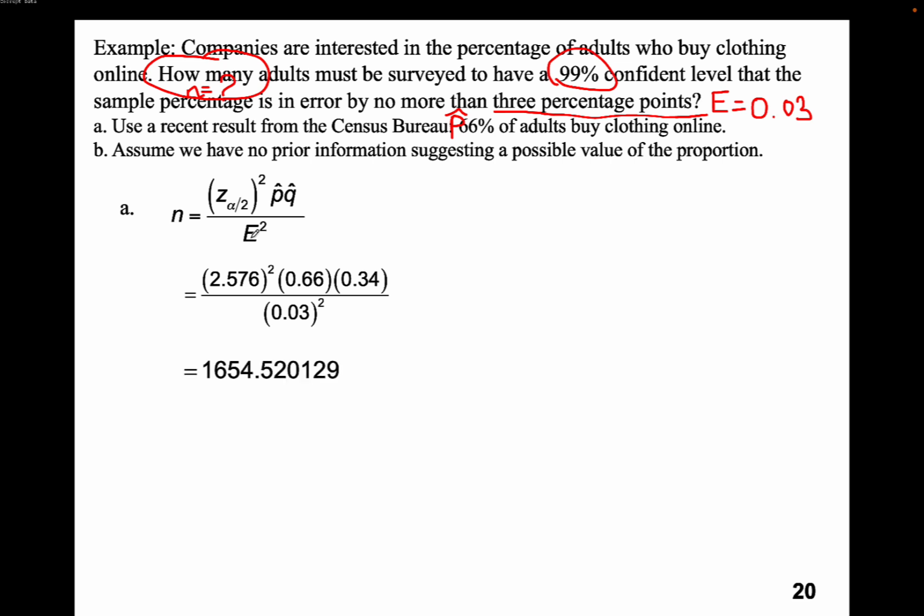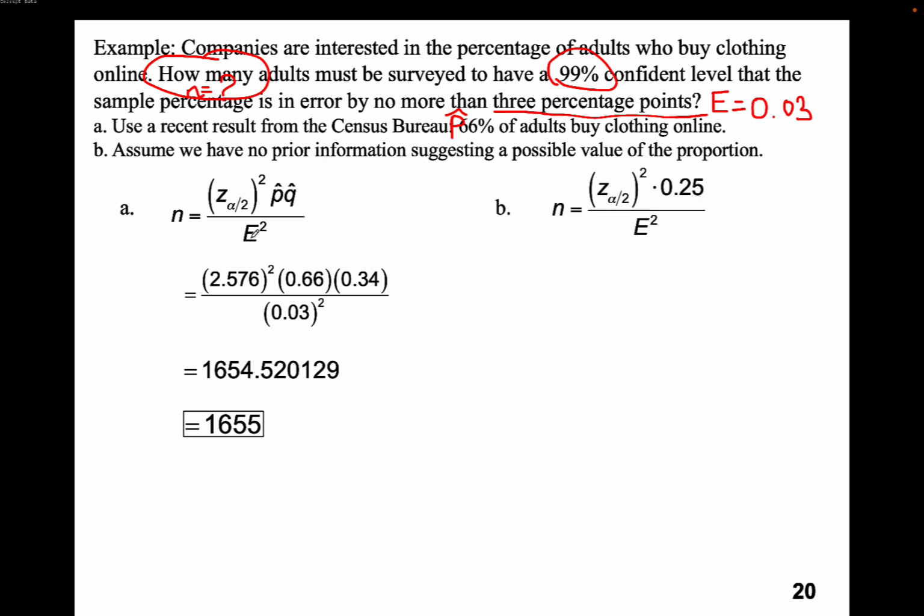Welcome back. Let's see how you did. If you got 1654.520129, then you typed into your technology correctly. If you didn't, maybe you just forgot one of the squares or forgot to hit the division bar. So try again. And our final answer, however, will be to the next whole integer, so 1655. Okay, so we would have to sample 1,655 adults to be 99% confident on the percentage of adults who buy clothing online.